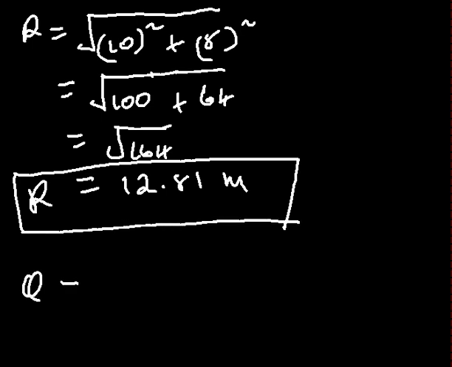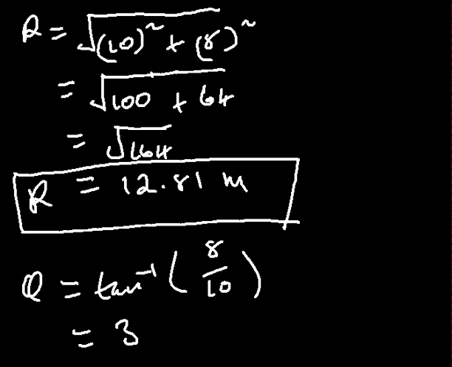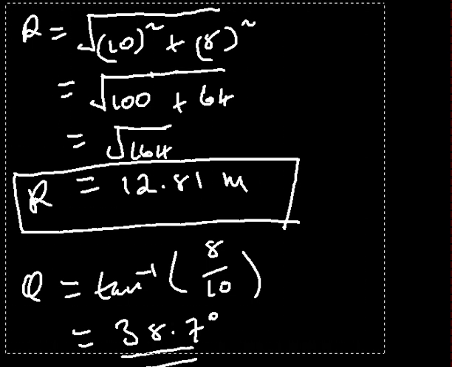And what is the direction? The direction will be given as the tan inverse of 8 divided by 10. Now we should go for the tan inverse. Tan inverse of 8 divided by 10 will be given as 38.7 degrees. So this is the direction of the resultant vector, as you can see there.